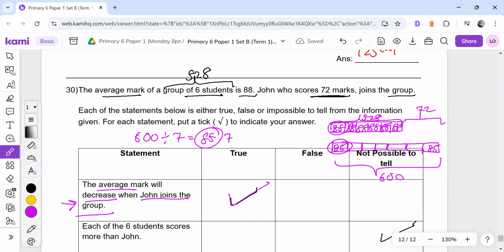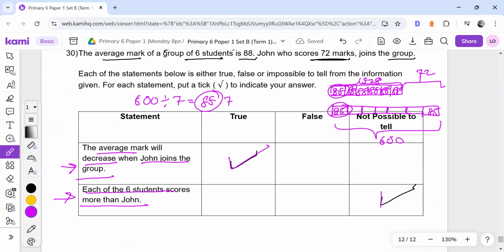Then part B. Each of the six students scores more than John. This one is quite easy to answer actually. How do you know? Do you know the marks of all the six students? Do you know the marks of every one of the six students? We don't know. So which means that it is not possible to tell. We don't know what their marks are, so not sure. Not sure means not possible to tell.